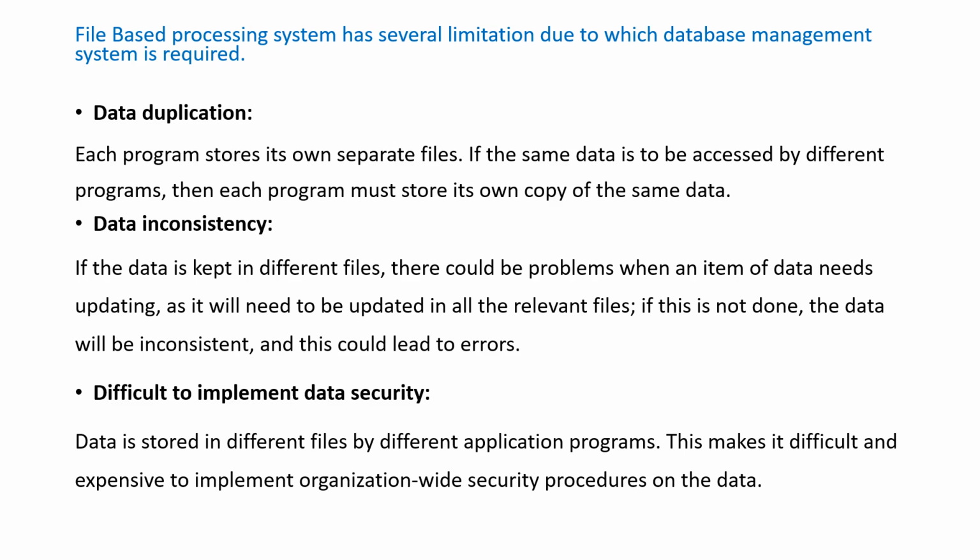If the same data is to be accessed by different programs, then each program must store its own copy of the same data. Data inconsistency. If the data is kept in different files, there could be problems when an item of data needs updating, as it will need to be updated in all the relevant files. If this is not done, the data will be inconsistent, and this could lead to errors.